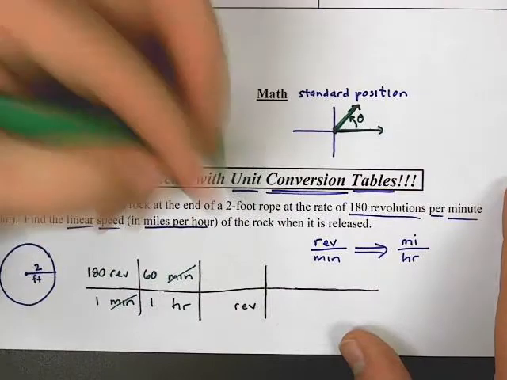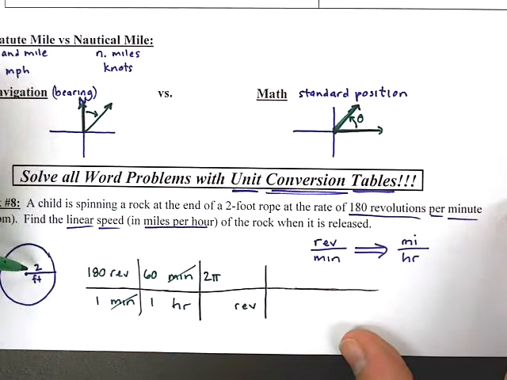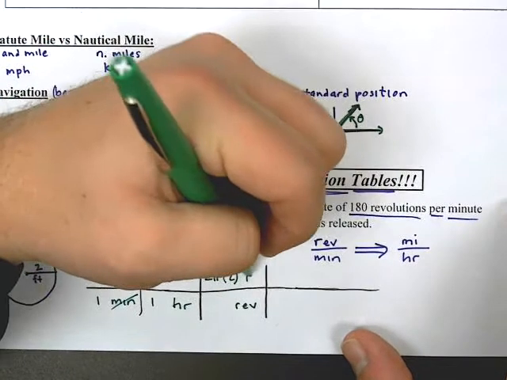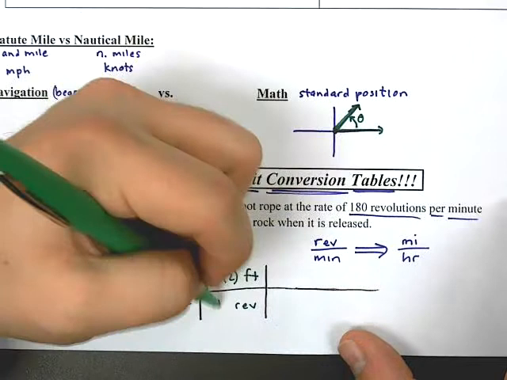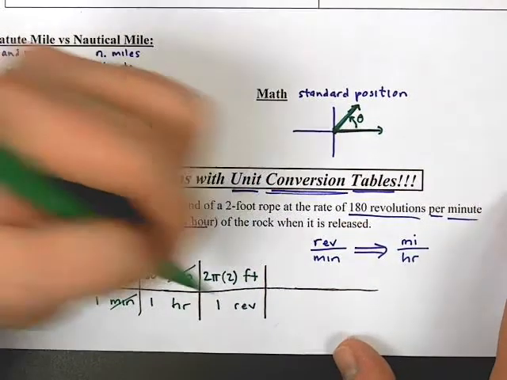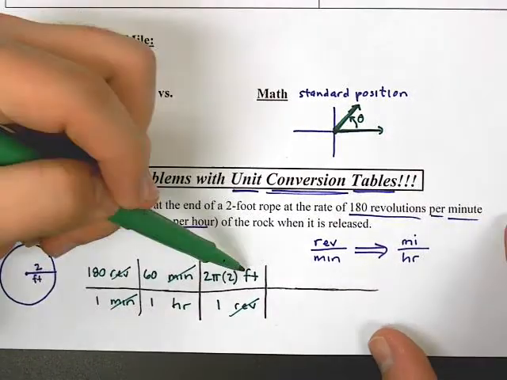So let's see here. I'm going to have 2 pi, and then let's see here. We knew that the radius was 2 feet, so I'm going to put a 2 in there, and then I'm going to have feet. All right, and that's all in 1 revolution. This is nice again. Why? Because now I can cancel out revolutions. I'm getting there. I'm close. I now have feet per hour.